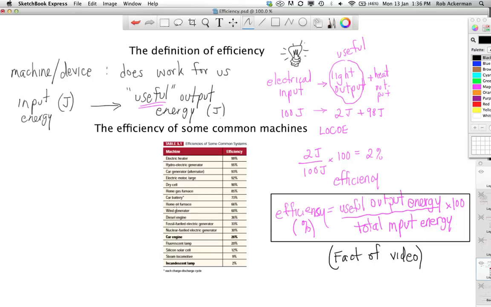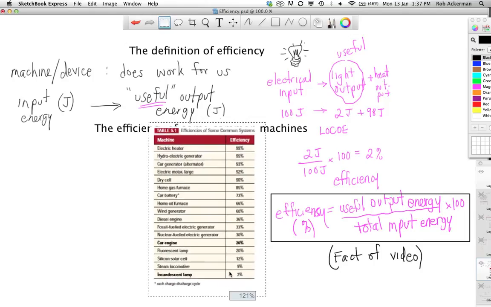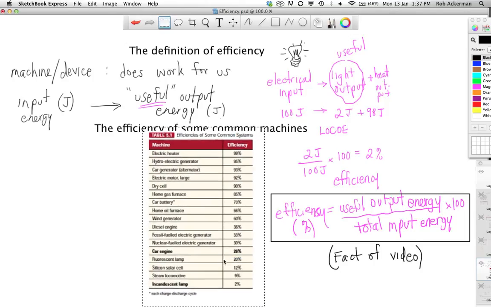But anyway, let's have a look at some examples of common machines that we see or encounter on a daily basis and what their efficiencies are. This table comes from your textbook, which is Physics 11 by Addison Wesley. I'll just expand this a little bit, to make it easier for you to read.